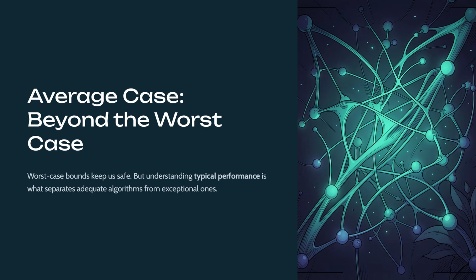Title: Recurrence Relations, Decoding Algorithm Efficiency. Today, I am going to discuss one of the most important concepts in algorithm analysis, recurrence relations, and how they help us understand the efficiency of recursive algorithms.